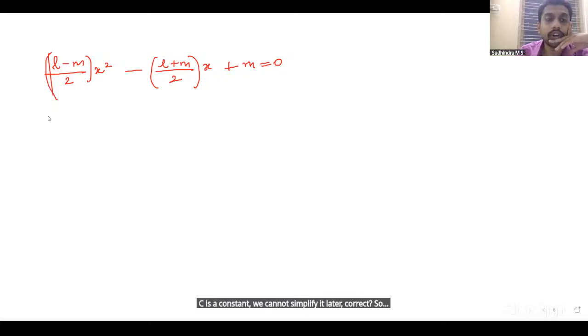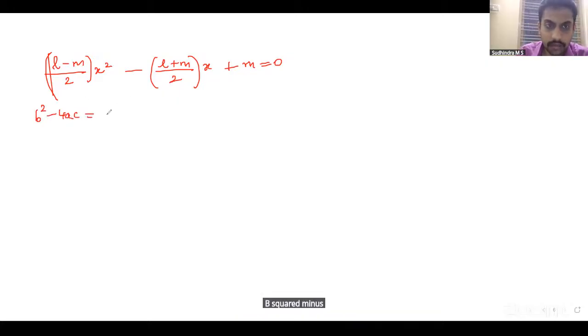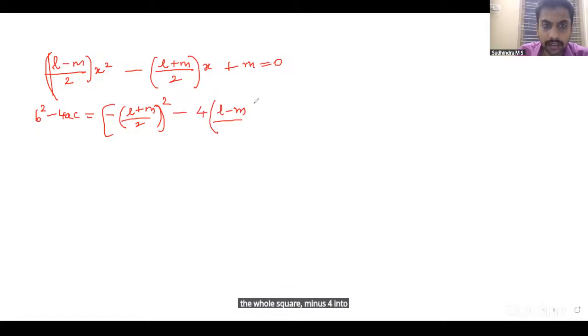So here, again, I'll apply the minus b plus or minus root of b square minus 4ac by 2a formula. In that, b square minus 4ac is a big calculation. So first I'll simplify that. B square minus 4ac: b is minus of L plus m by 2, the whole square, minus 4 into L minus m by 2, a into c is m.